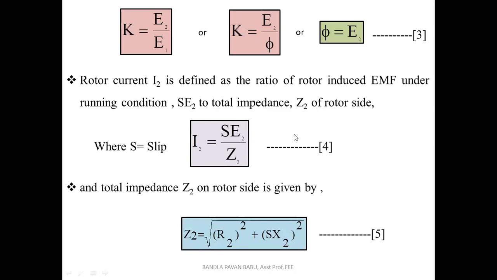But what is the value of E2? E2, the rotor induced EMF, depends upon the slip value. So I2 equals S into E2 by Z2. This equation we already derived in the earlier class. Consider it as equation 4. The total impedance on the rotor side is Z2 equal to root of R2 square plus S into X2 whole square. This is the magnitude of the impedance.